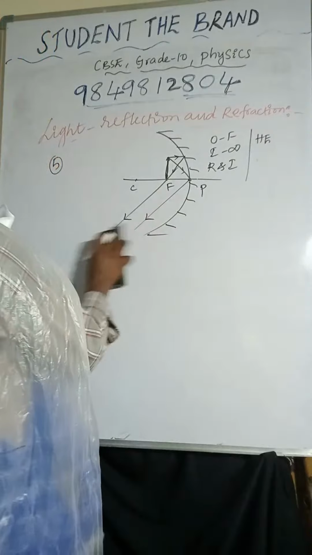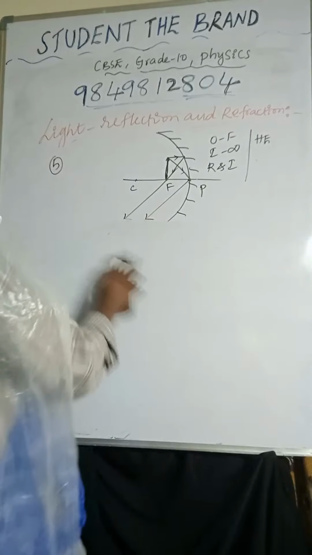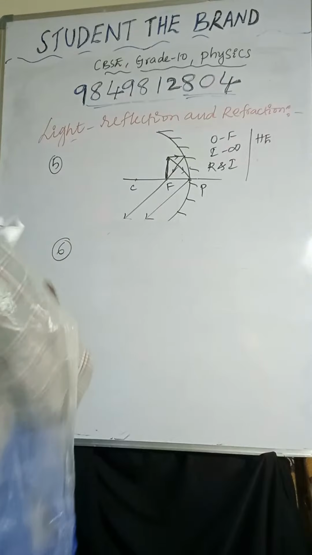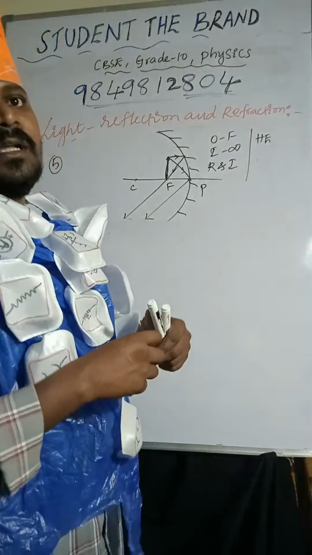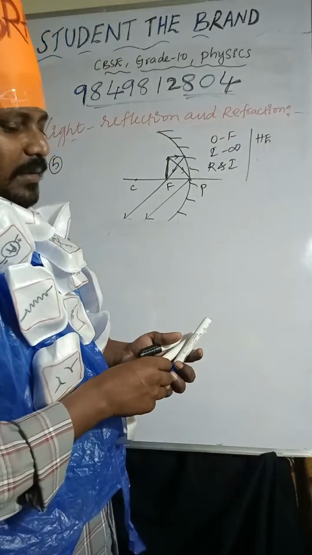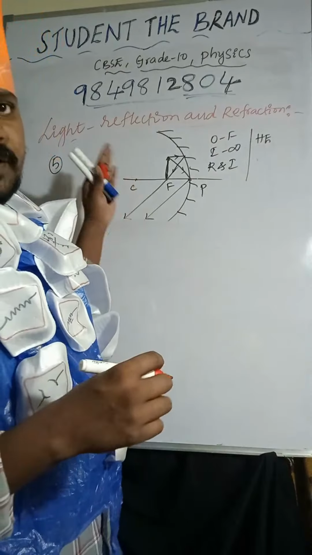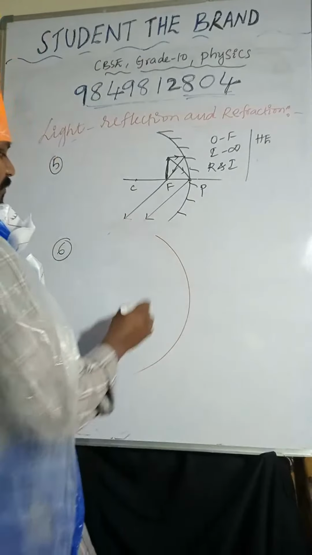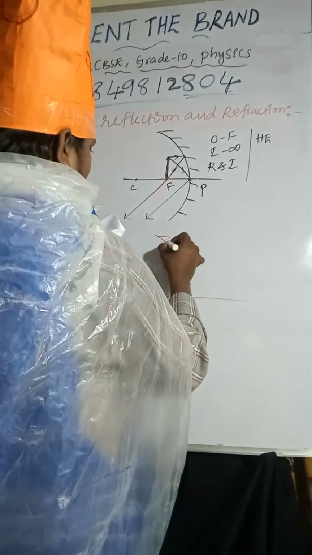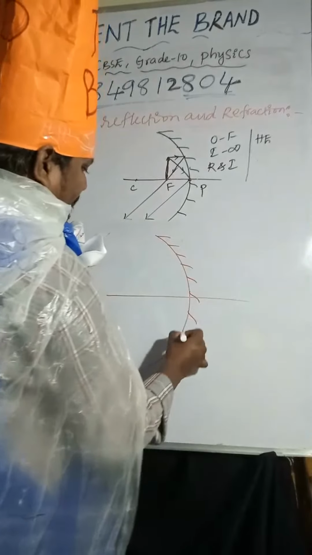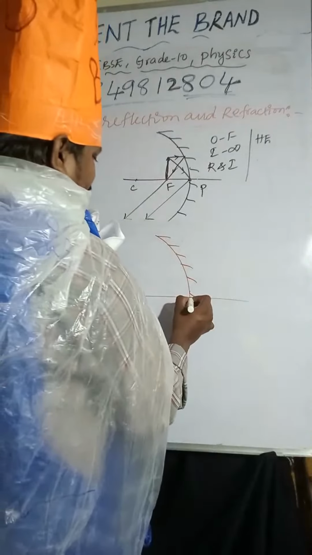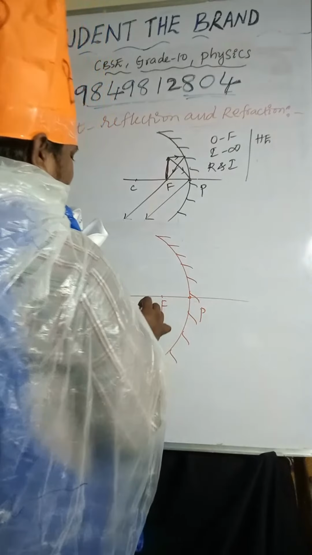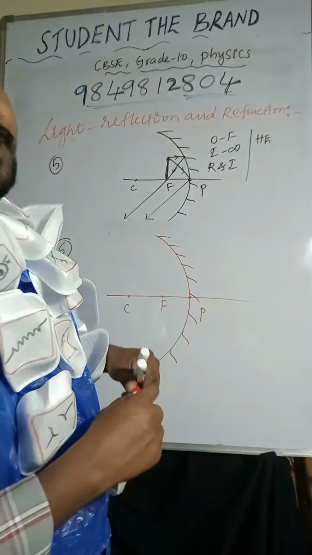Coming to the sixth one. Sixth image formation is very important, because every time we can observe in the exam, they will surely ask this question. So that much important it is. So here I am considering like this. This is the pole, focus, center of curvature. Object is placed between F and P.